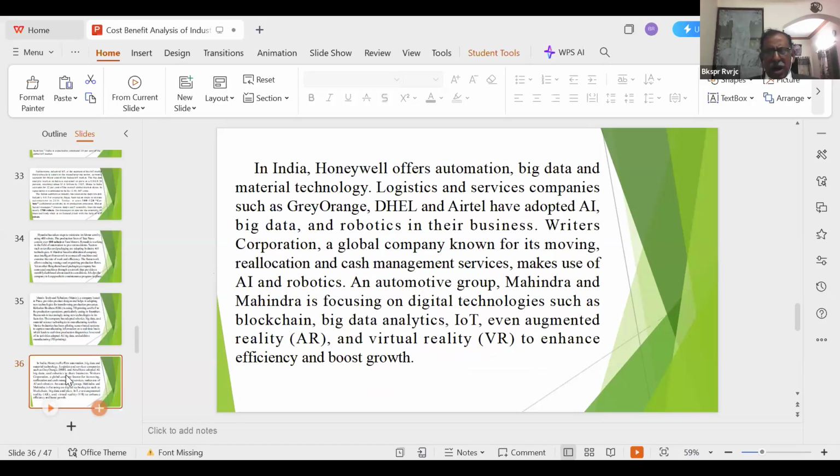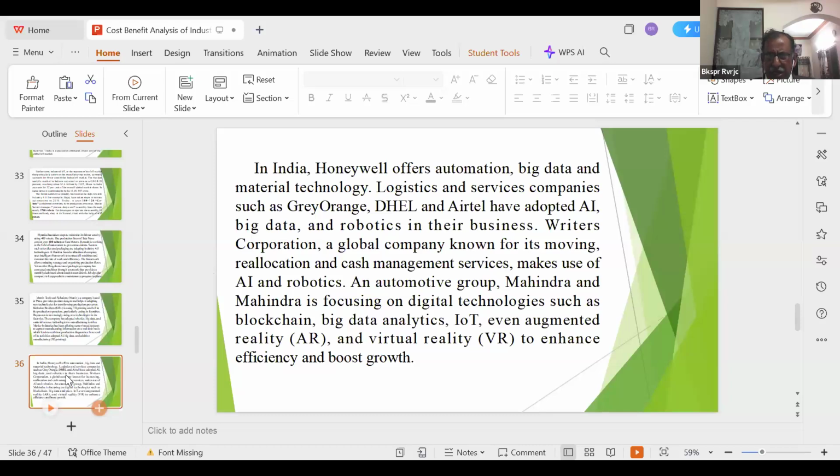In India, Honeywell offers automation, big data, and material technology. Logistics and service companies such as Grey Orange, DHL, and Airtel have adapted artificial intelligence, big data, and robotics in their businesses.